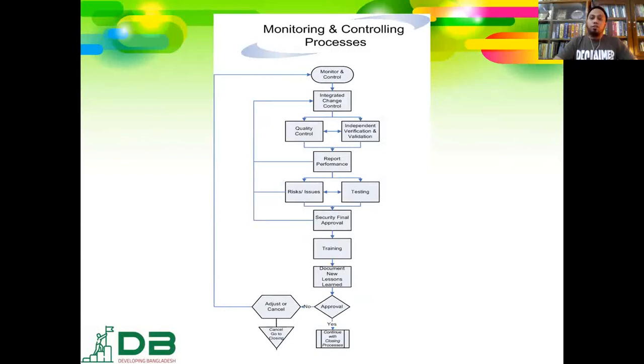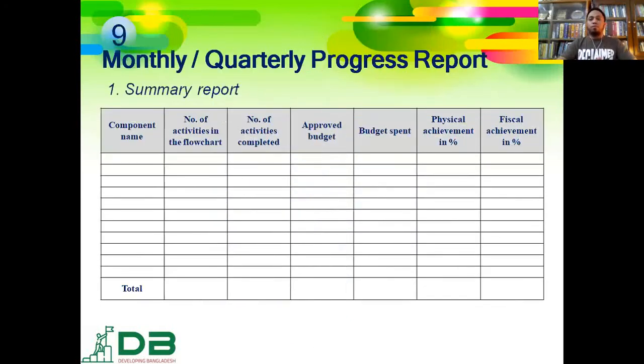In the monitoring and evaluation phase, we need some control processes: the monitoring control, the integrated change control, then quality control, independent verifiable outcome, then reporting performance, risk assessment, testing, securing final approval, then training, development, documentation, everything. So in all these stages, we must have a quality control process and a monitoring and evaluation process.